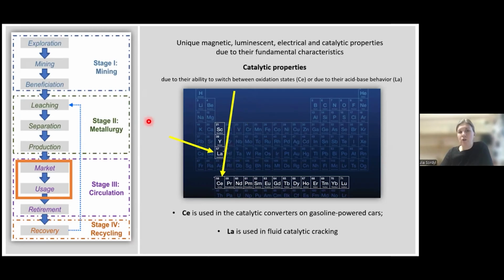Catalytic properties, it concerns lanthanum and cerium, and there are different reasons for that. So for cerium, it's its redox flexibility, basically the ability to switch the oxidation state, which makes cerium useful in the catalytic converters on gasoline powered cars. And what it does is cerium helps to convert poisonous CO into CO2. And then for lanthanum, it's the other reason. It is an acid-base behavior that makes it useful in fluid catalytic cracking.